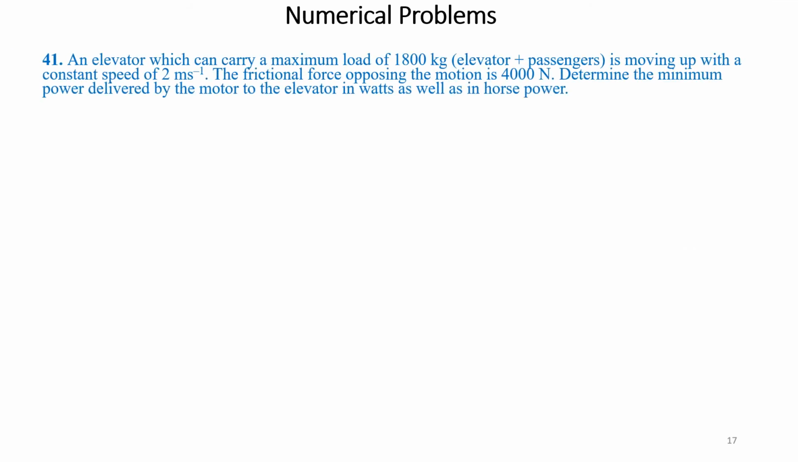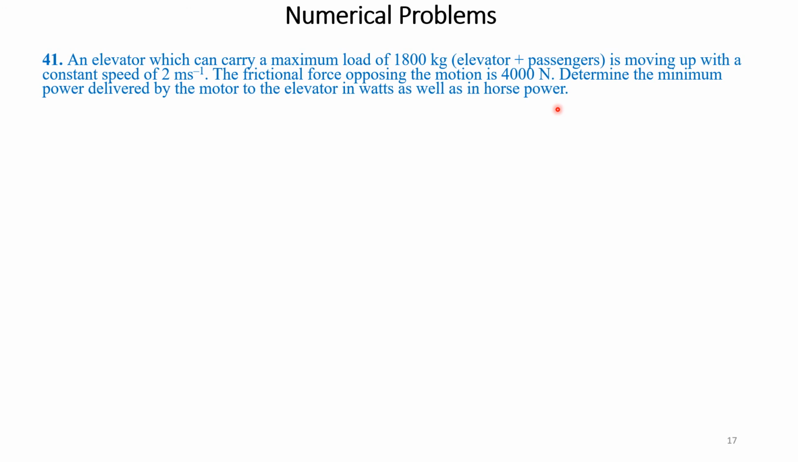Next question, question number 41. An elevator which can carry a maximum load of 1800 kgs, that is elevator plus passengers, is moving up with a constant speed of 2 meters per second. The frictional force opposing the motion is 4000 newtons. Determine the minimum power delivered by the motor to the elevator in watts as well as in horsepower.